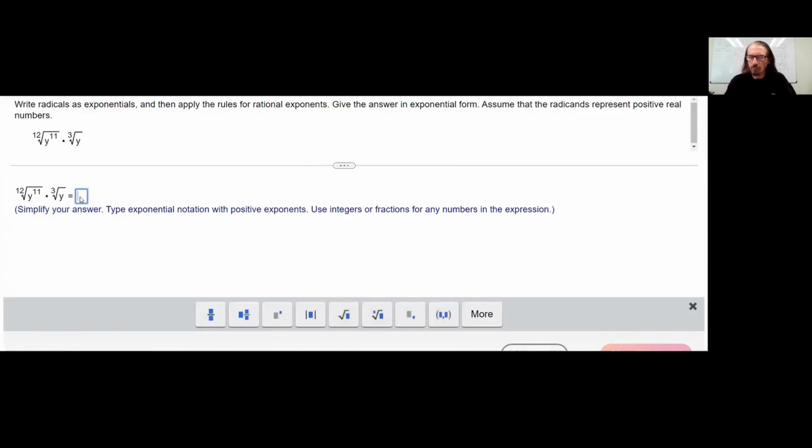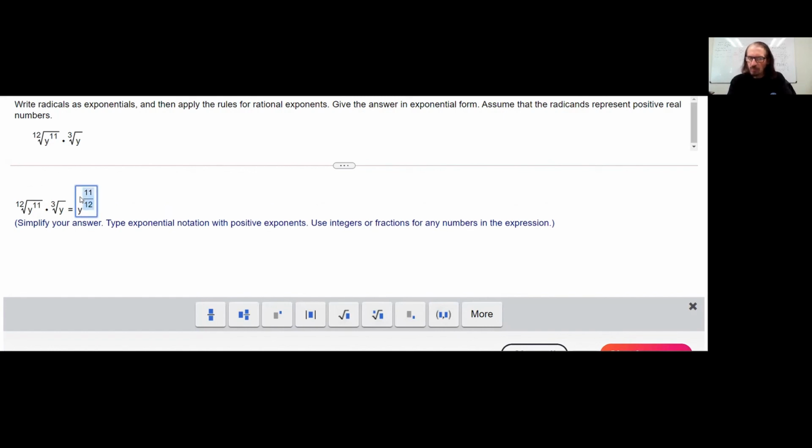This one gets a little more interesting. But if we convert the 12th root of y to the 11th, it's y to the 11/12 times y to the 1/3. Get a common denominator again and add the exponents. Multiply in the 1/3, top and bottom, by 4. We'll have 11/12 plus 4/12 in the exponents, which would give us 15/12. 3 goes into both of those, so y to the 5/4. Right, radicals as exponentials. Give the final answer in exponential form. Okay, so it should be y to the 5/4.